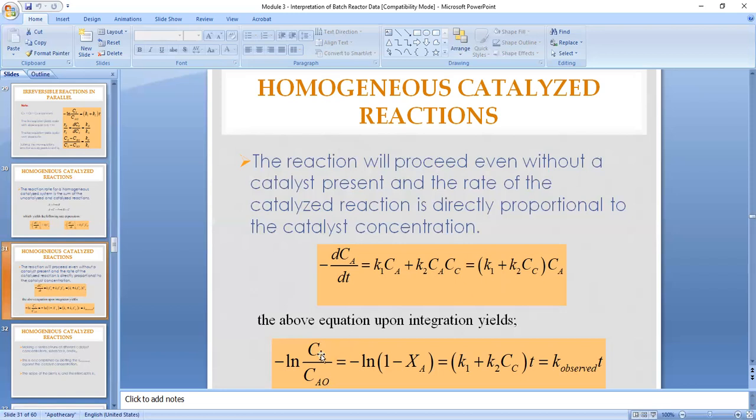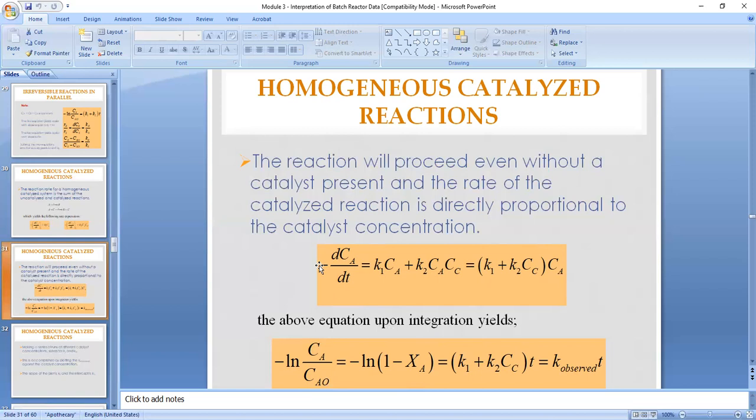Okay? So if you separate variables, you will have negative ln of Ca over CaO for this one. And this one, of course, will yield K sub 1 plus K sub 2 times C sub C. Now, this whole thing will be multiplied to t, coming from the dt, which you transferred here on the right side.